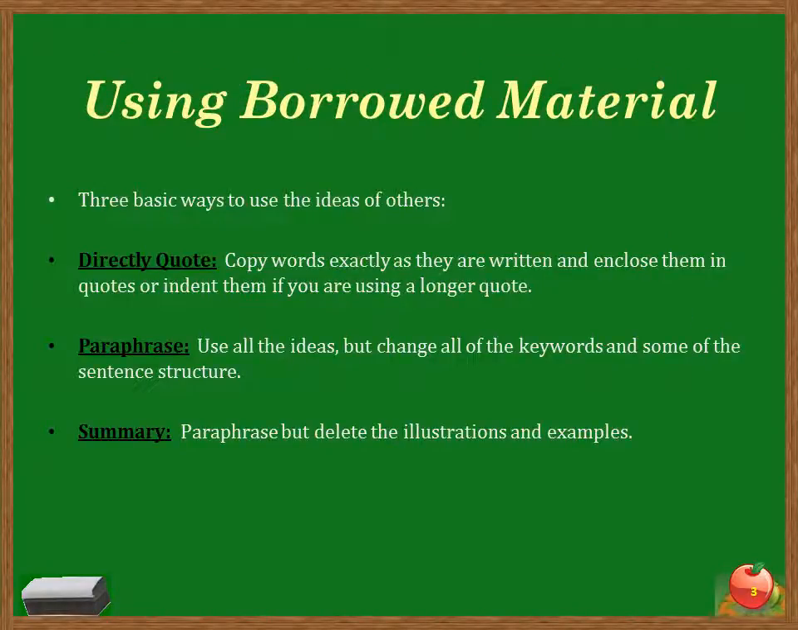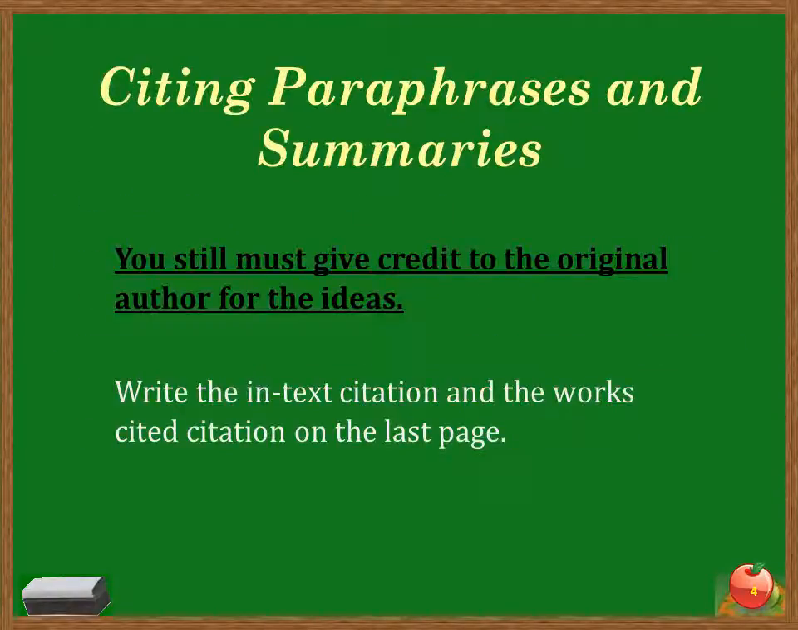Now, you can use borrowed material in three basic ways. It's called directly quoting if you copy the words exactly as they are written. It's paraphrasing if you use the ideas but you change all the key words and some of the sentence structure. And if you summarize, it's the same as paraphrasing, but it's shorter because you delete the illustrations and examples.